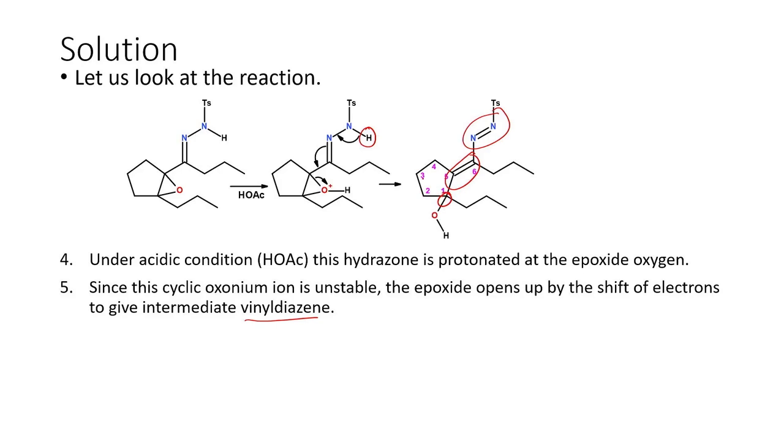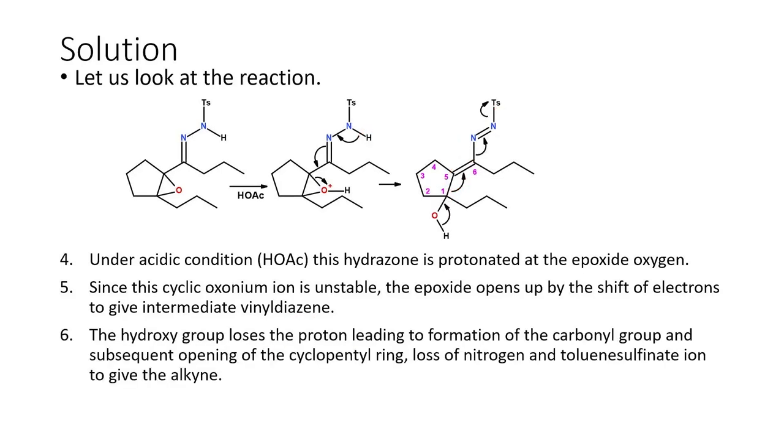So this is 1, 2, 3, 4, 5, all the cyclopropyl system's carbons are numbered. And then we also have the alkene carbon, which is in the exocyclic position, so we also labeled that as 6. So these are all the 6 carbons, and now the flow of electrons is actually going to take place.